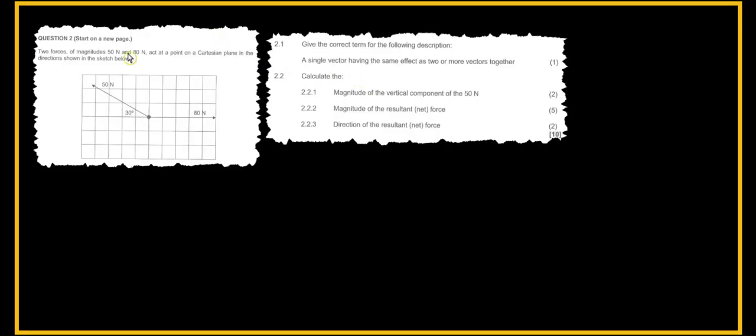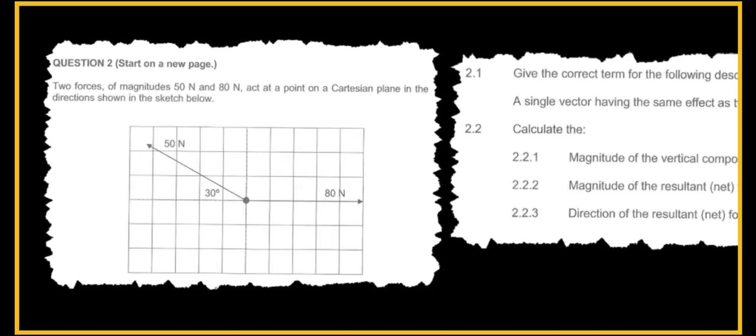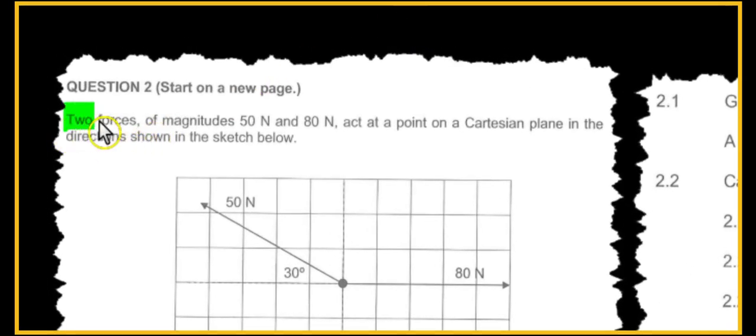For this example, we are told that two forces of magnitude 50 newtons and 80 newtons act at a point on a Cartesian plane as shown in the diagram below. From this diagram, I have a 50 newton force here, which is acting at 30 degrees to the horizontal, and I'm also having another force. This time they're giving us the magnitude of the forces.